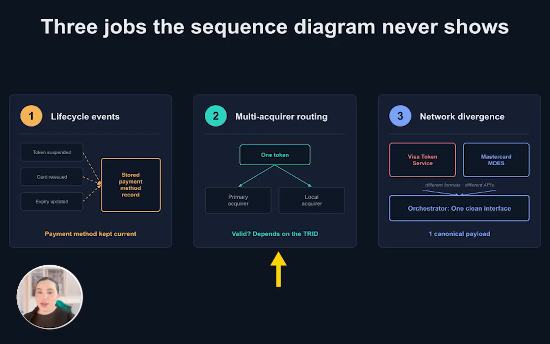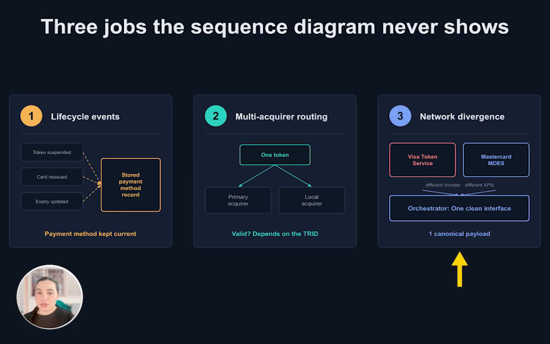Second, multi-acquirer routing. The moment the orchestrator sends a transaction to a different acquirer, say a local one in the cardholder's country, that token still has to be valid over there. And whether it is, that comes straight back to how the token was provisioned, which is exactly where we're headed next.